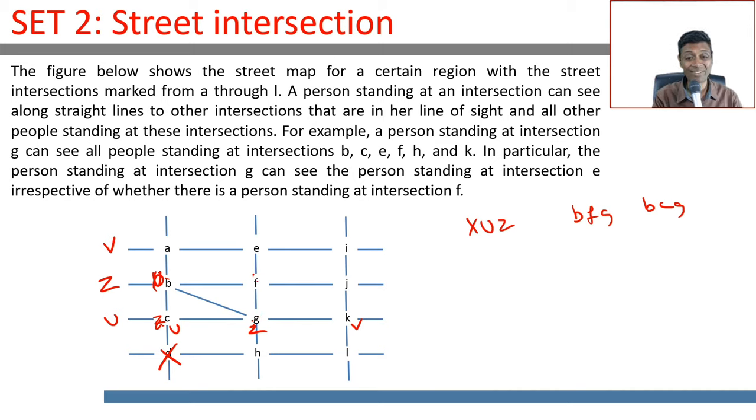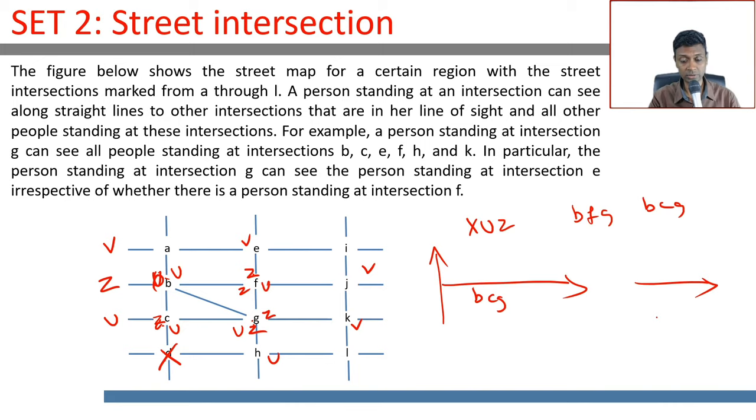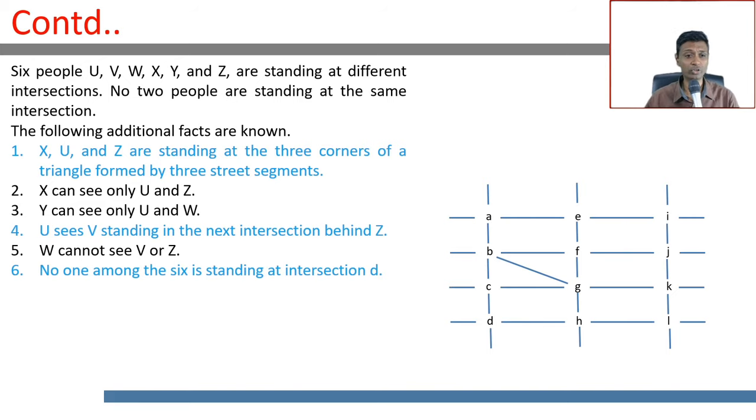Now let's go to B, F, G. You could have U, Z, V along different axes. The U, Z, V can be along this axis for the triangle BCG. For BFG, it can be along this axis and this axis. Using X, U, Z, V, we are somehow managing 5 different possibilities. And I'm going to go step by step and incorporate those five possibilities.